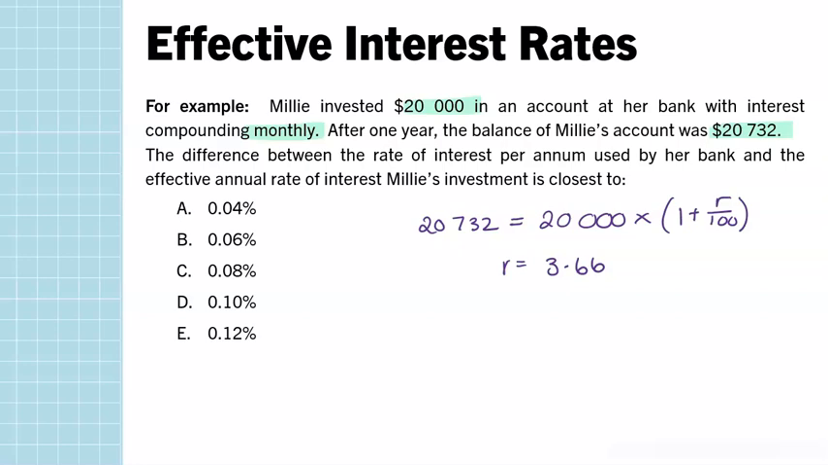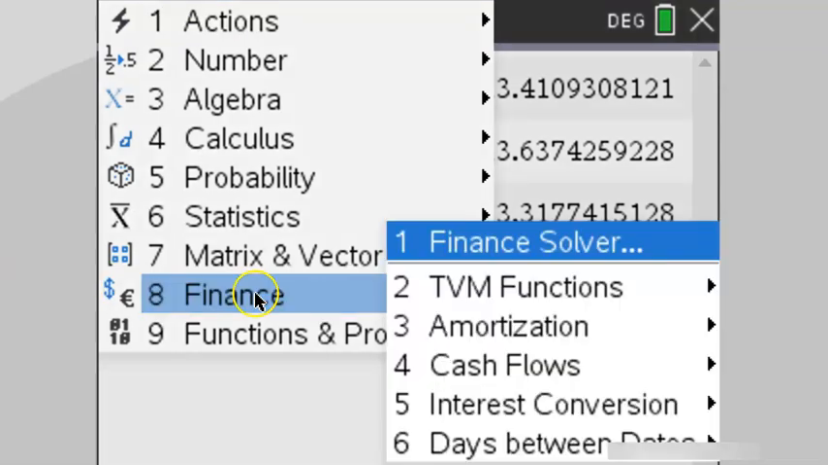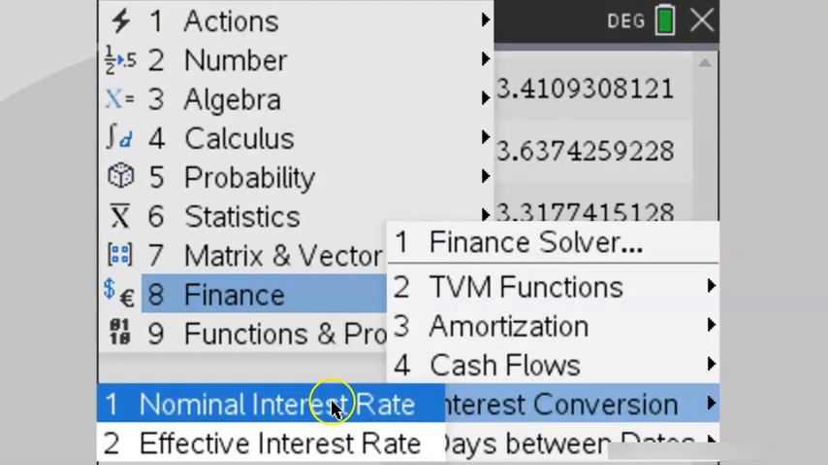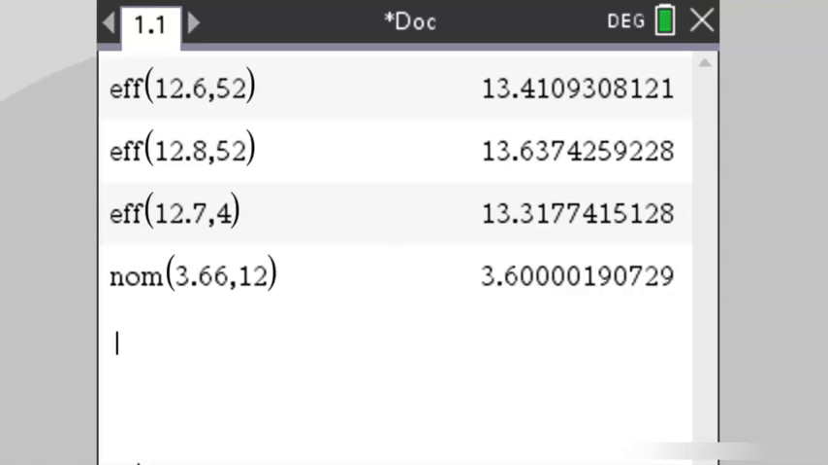We now want to compare that to the nominal rate. If that's our effective rate, we want to convert to nominal, and we'll jump to our calculator to have a quick look. When converting to nominal, again in that same finance interest conversions menu, this time we're picking up nominal interest rate. The NOM represents nominal. We enter those values in the same way. The effective rate was 3.66 and it was compounding monthly, so we put 12 times a year. That gives us a nominal rate of 3.6% per annum.